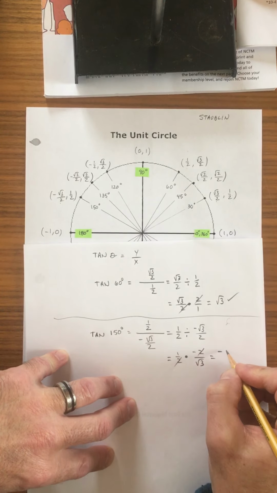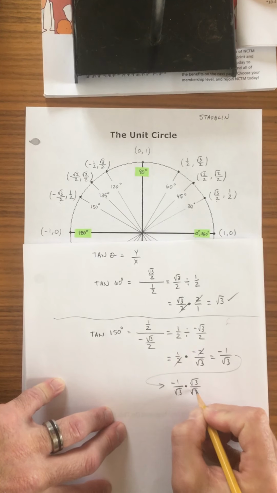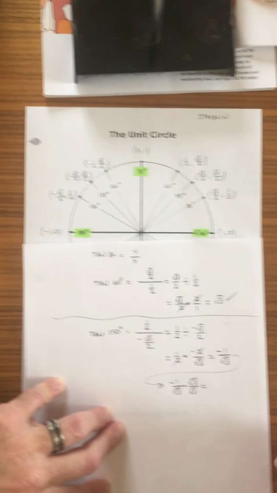Negative 1 over the square root of 3. You know that we're not allowed to have radicals in the denominator, so we need to multiply by square root of 3 over square root of 3. And we would get negative 1 times the square root of 3, and square root of 3 times square root of 3 is the square root of 9, which is 3. So there we have it.